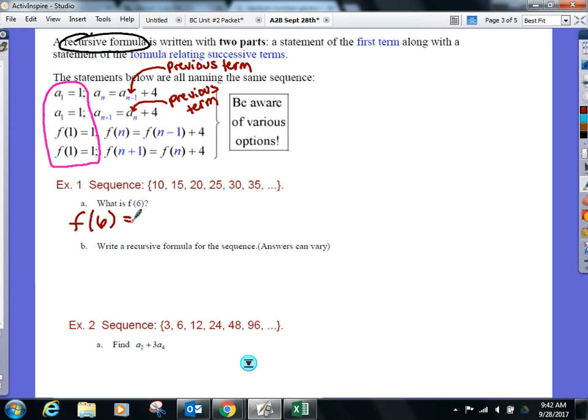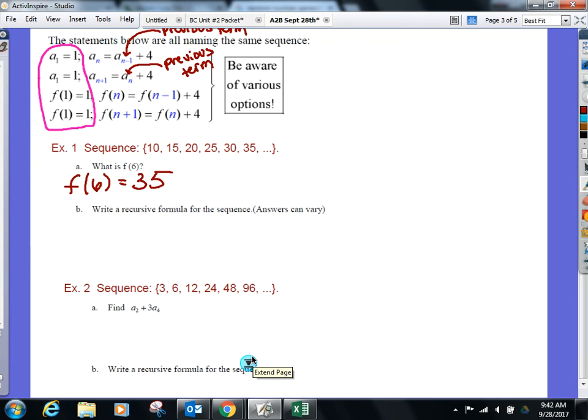1, 2, 3, 4, 5, 6. So it's 35. Can we do that? Are we all comfortable doing that and answering that part? Okay, now let's get to this recursive formula business.